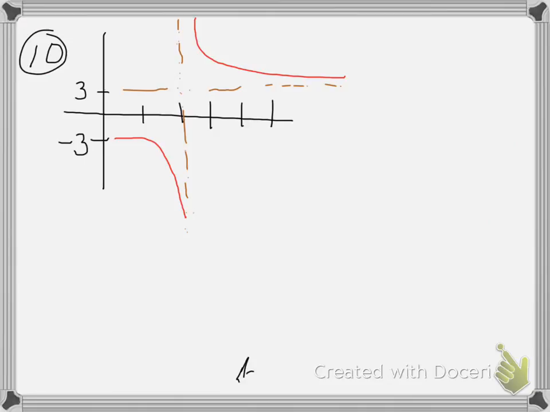Okay, for number 10, the answer is D, as in dog. Okay, so for this one, we're looking at asymptotes, and so you were given this. That's a 12.